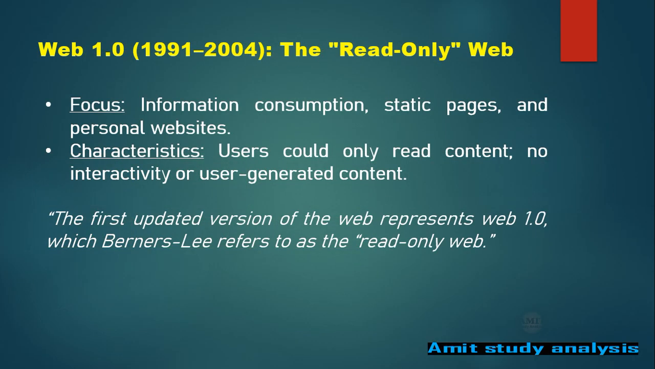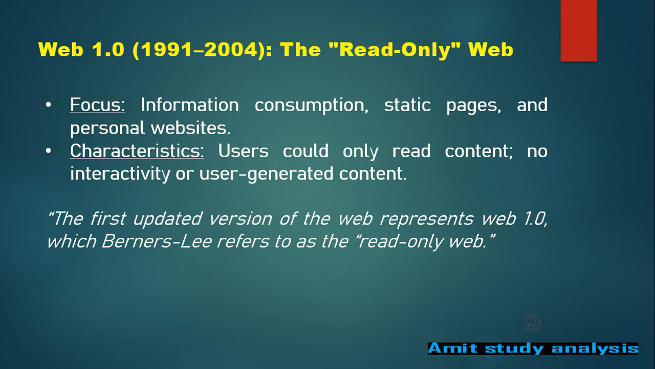So if we talk about web 1.0, it started in 1991 to 2004 and it is also known as the read-only web. Who gave the name read-only web? In the last line you can see here, the first updated version of the web represents web 1.0, which Berners-Lee refers to as the read-only web. Tim Berners-Lee gave the name to web 1.0. It focuses on information consumption only. That is, in 1.0 information consumption was most important.